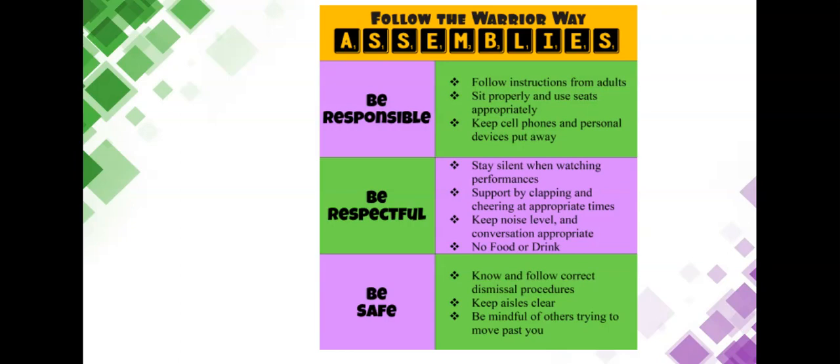Be respectful. Stay silent when watching performances. Support by clapping and cheering at appropriate times. Keep the noise level and conversation appropriate, and no food or drink in the gymnasium during an assembly. And then last, how we are safe at an assembly is know and follow correct dismissal procedures. Keep the aisles clear and be mindful of others trying to move past you. We will give you some more instruction as the assembly comes closer for next Friday.